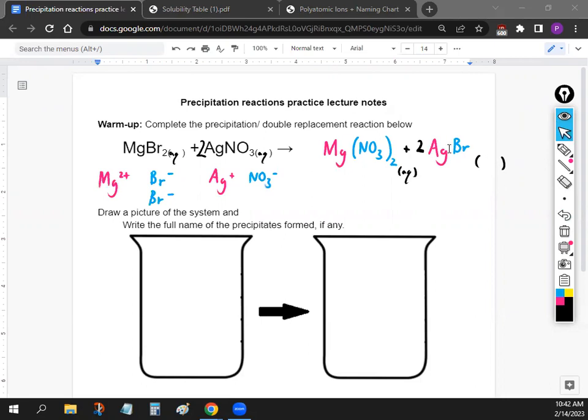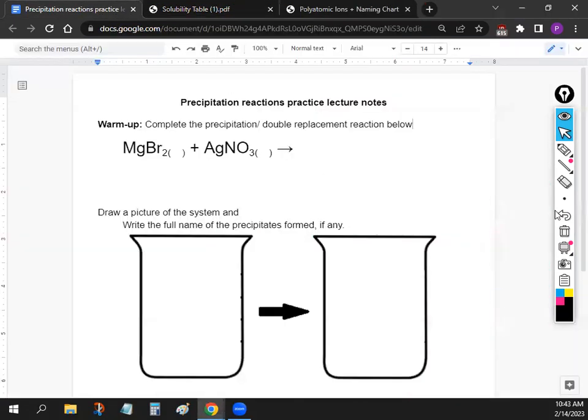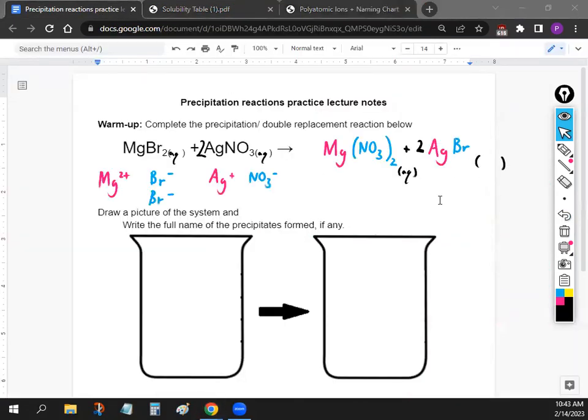All right, the next one is AgBr. So what we're going to do is go to the solubility table, look for Ag, line it up with Br, and it looks like this one does not dissolve in water. So if it doesn't dissolve in water, what do we write in the parentheses after AgBr? S. Good. So this one is going to be a solid.